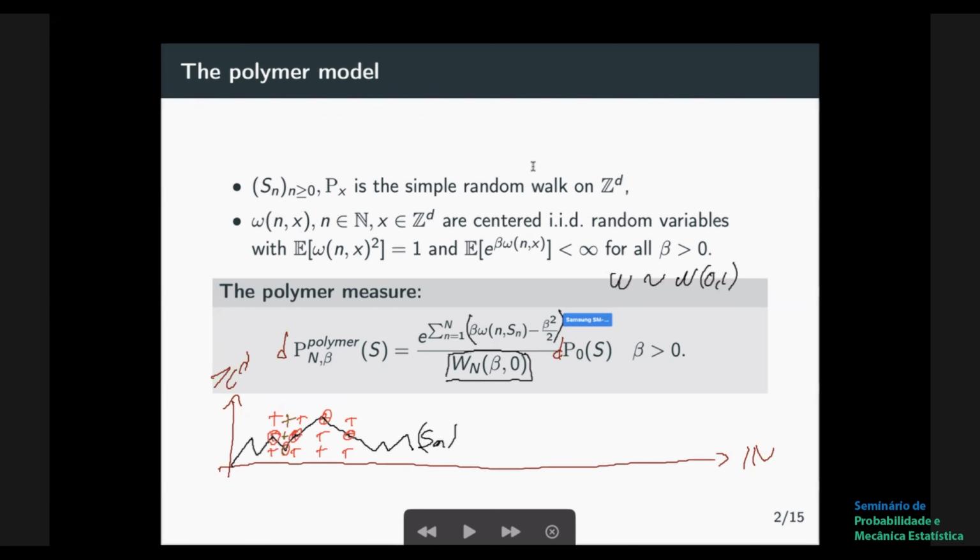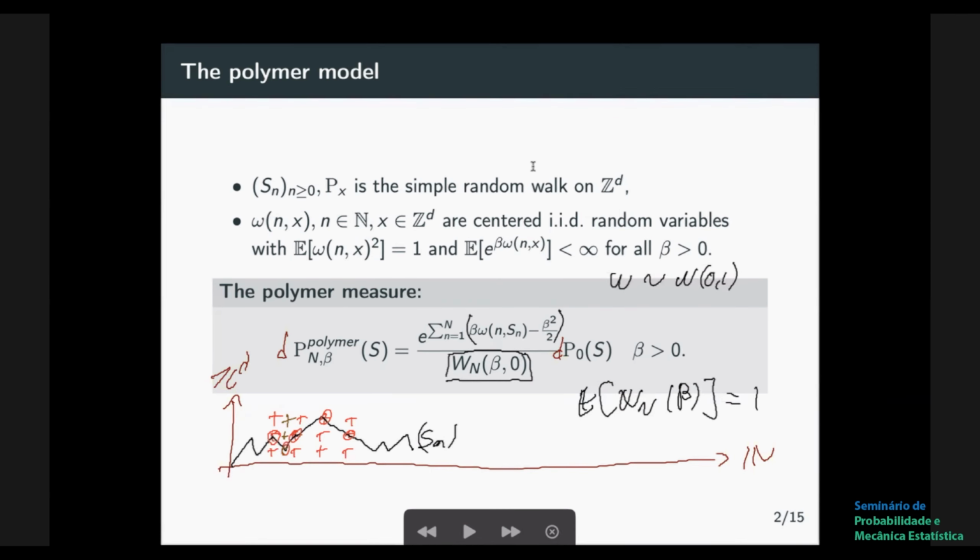If you have random variables that are not Gaussian, then you should renormalize by another constant of beta, which depends on the environment. Thank you very much for that. Is it more clear now? Okay, perfect. Yes.